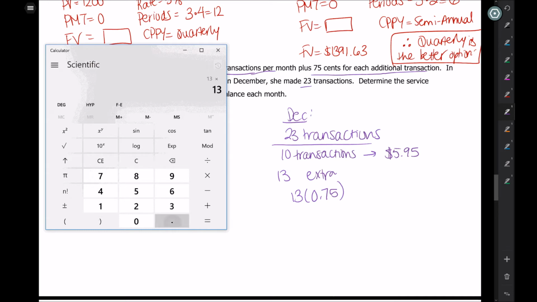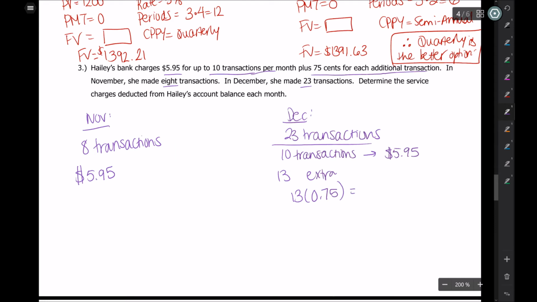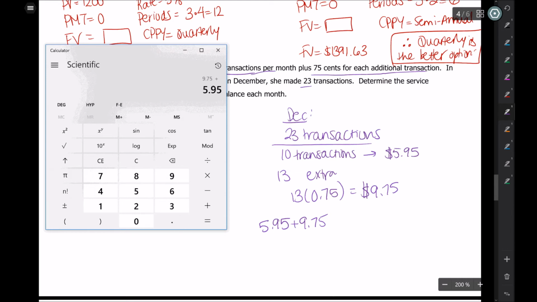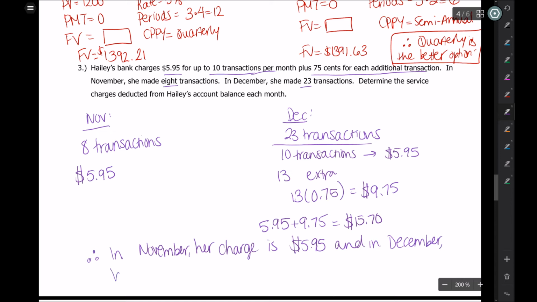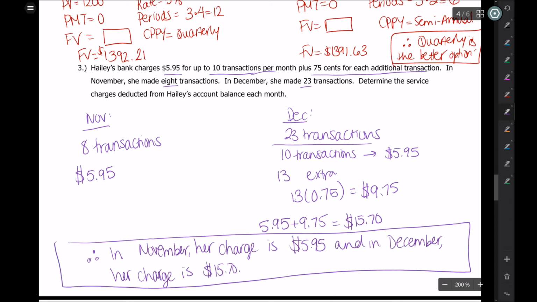So let's type this in again. 13 times 0.75, and I end up getting $9.75. So now that means that she's paying $5.95 plus $9.75. So I'm going to add this $5.95 to it, and I get $15.70. Okay, so therefore, in November, her charge is $5.95, and in December, her charge is $15.70. And that's my answer for question number 3.